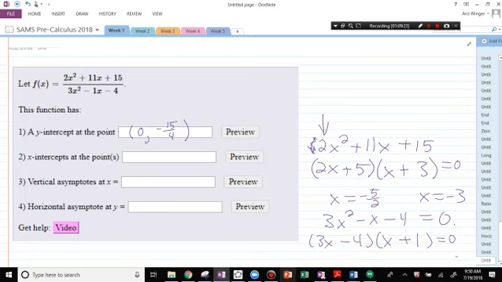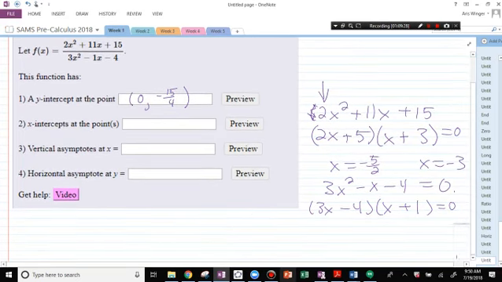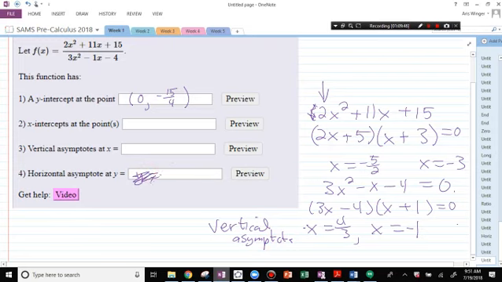If you need a factoring crash course, we can do that for sure. X equals 4 over 3, x equals negative 1. Right, for the vertical asymptotes, set the denominator equal to 0 and solve. And of course, the powers are the same, so it's y equals 2 over 3. They already gave you the y equals.